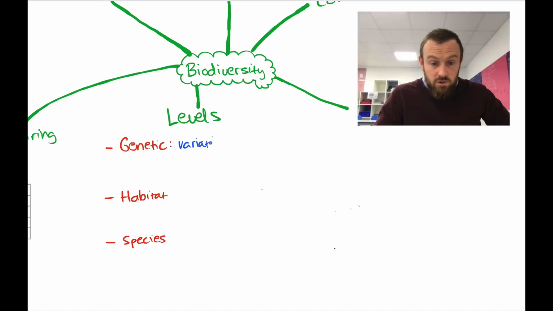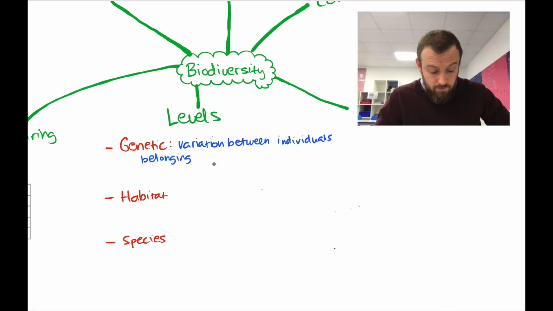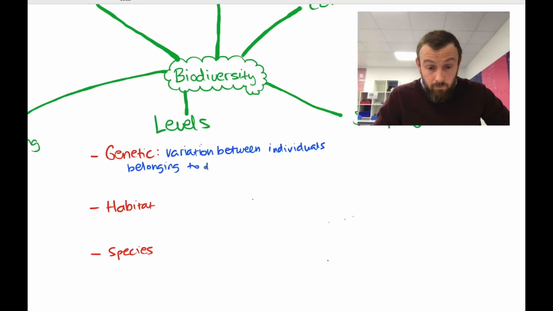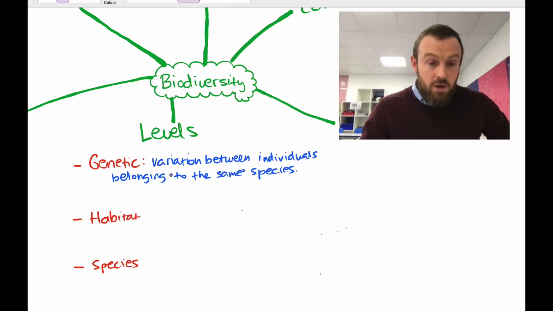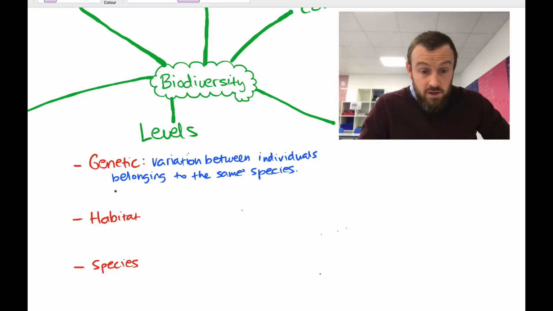It's the variation between individuals belonging to the same species, and we're talking about really alleles. So when we measure genetic biodiversity, what we look at is the percentage of polymorphic gene loci.